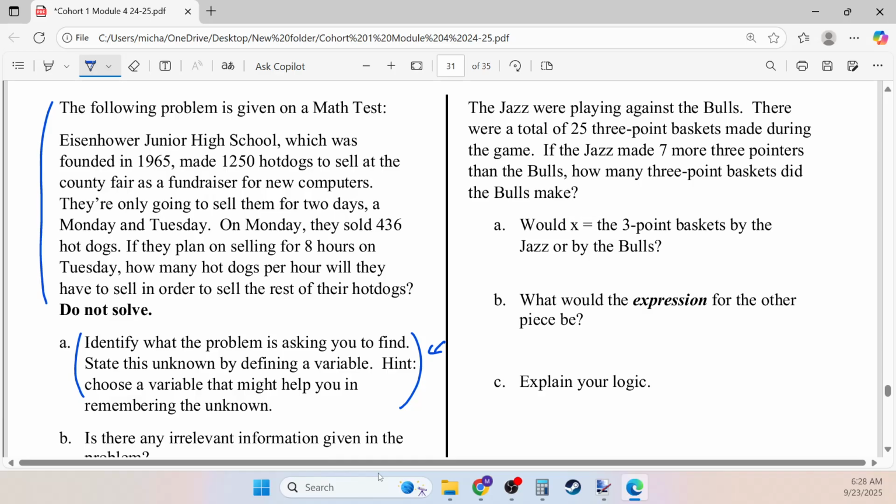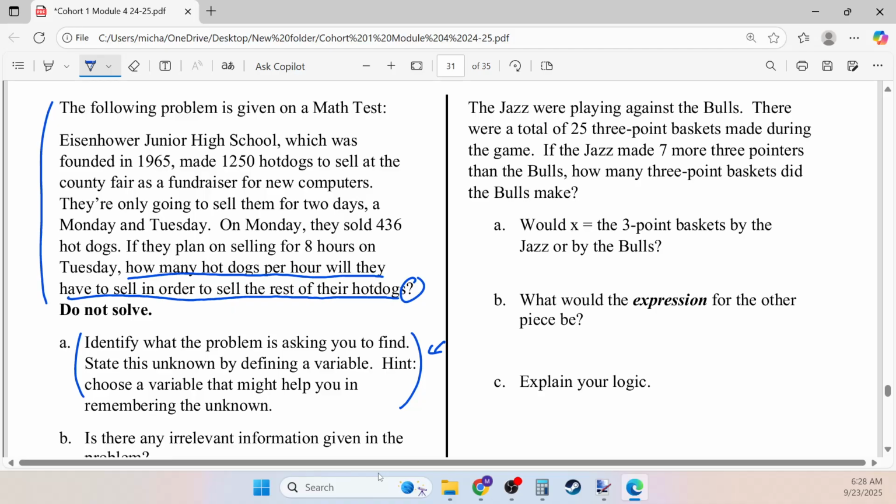To do that, we'll skim through the paragraph and see if there are any commands or any question marks and go from there. So just skimming over here, there's a question mark. How many hot dogs per hour will they have to sell in order to sell the rest of their hot dogs? So we're trying to figure out how many hot dogs per hour they have to sell, get rid of them all, which means that we have to know how many they have and we have to know how many hours they have.